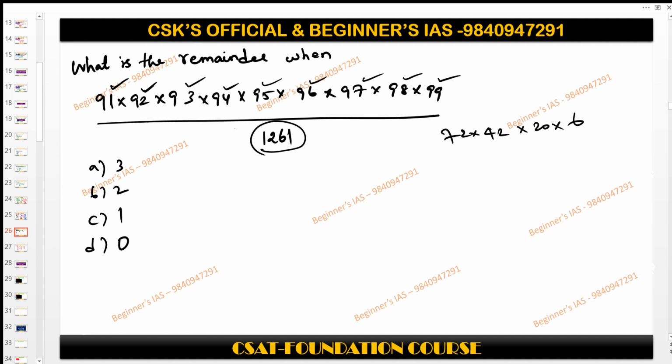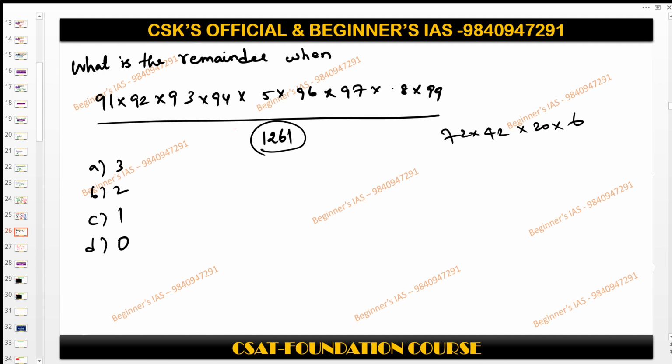Check there. Yes, sir. This is 72, this is 42, this is 20, this is 6. Understood up to this? Yes, sir. Fine. No, sir. Sir, can you please say how we got this 72 to 42? Take all the unit place and multiply. Simple.